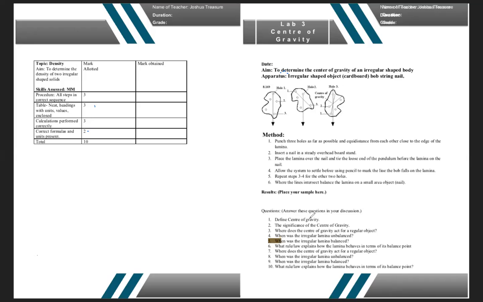The center of gravity: define center of gravity, and the significance of the center of gravity. We discussed this in class. Where does the center of gravity act for a regular object? For these questions, just talk about the fact that before you carried out the experiment, you swung the lamina. The lamina is this cardboard here. This is our lamina.